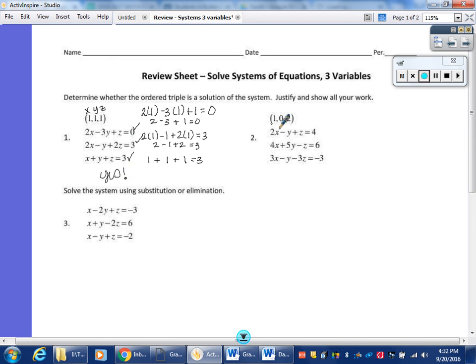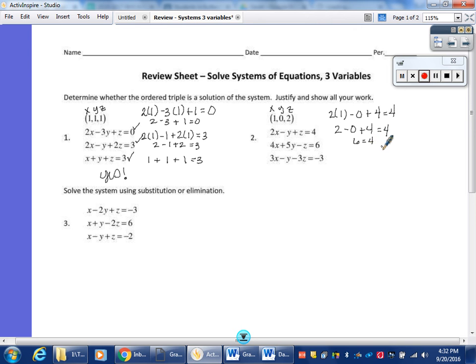Same thing here. They want us to plug these numbers in and see if they work in each of these equations. So I'll start with the first equation. So 2 times 1 minus 0 plus 4 is equal to 4. And remember again that this one is x, the 0 is y, and the 2 is z. So this is 2 minus 0 plus 4 is equal to 4. That is 6 equals 4.